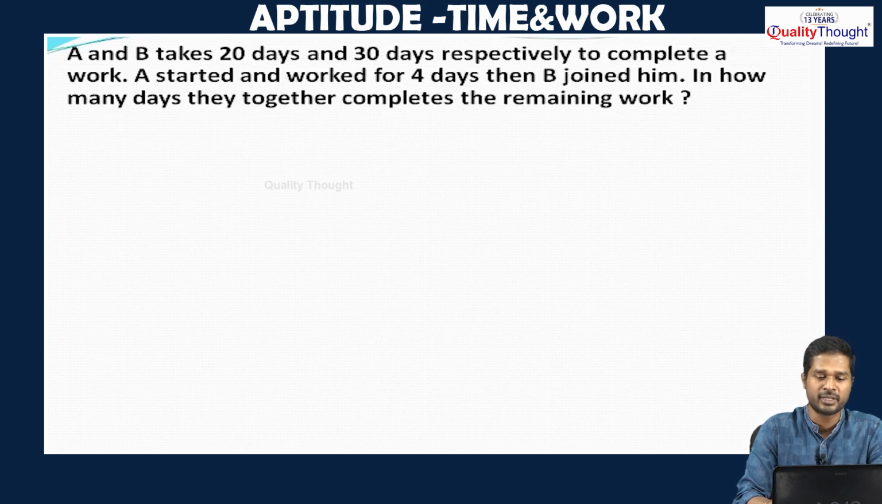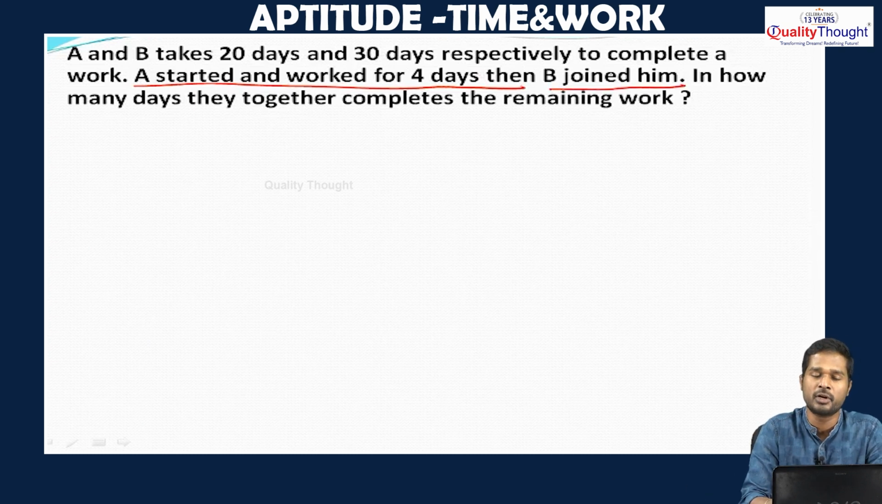A and B take 20 days and 30 days respectively to complete a work. A started and worked for 4 days. That means here A is the person who started the work. Both people didn't start the work. Only A started the work, and after 4 days B joined him.